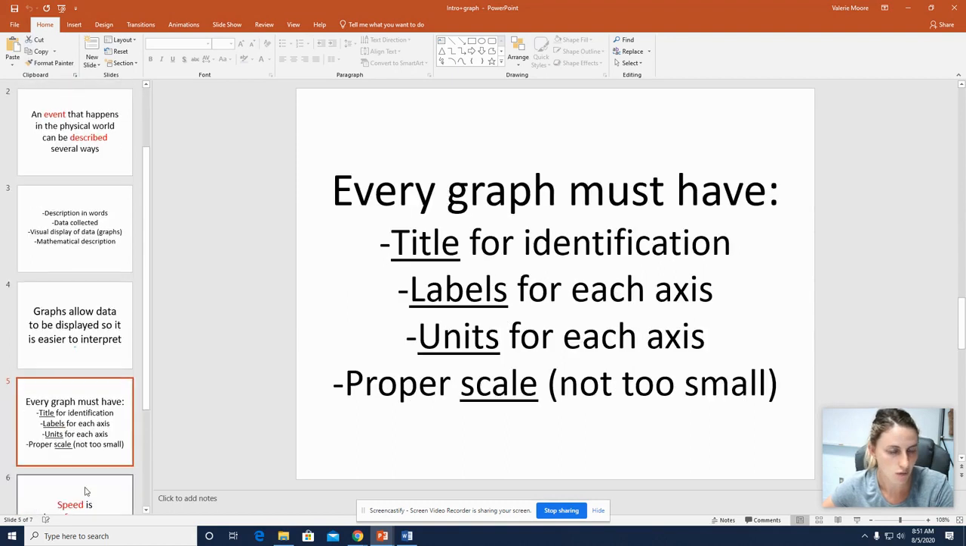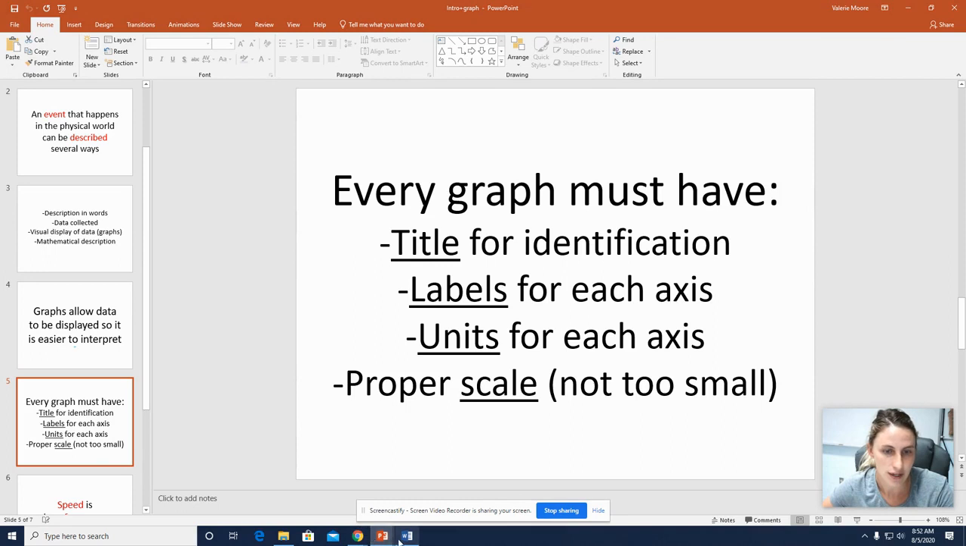So what should our graph look like? Every graph must have these four things: a title for identification, labels for each axis, units for each axis, and a proper scale, not too small. Honestly, this part's pretty tricky.